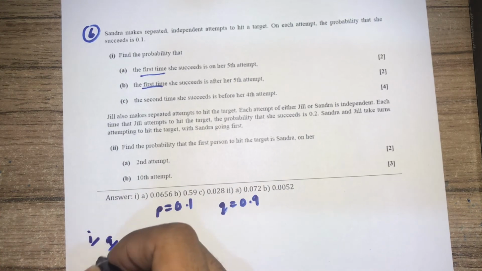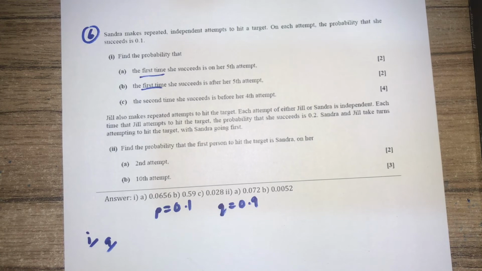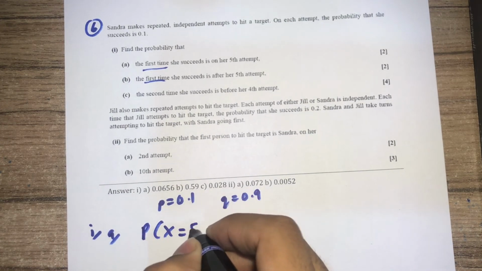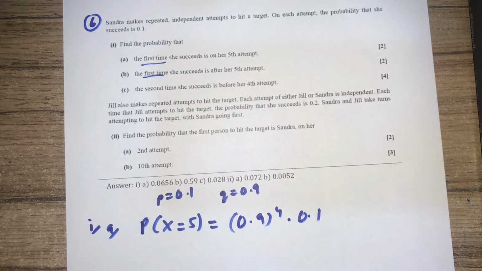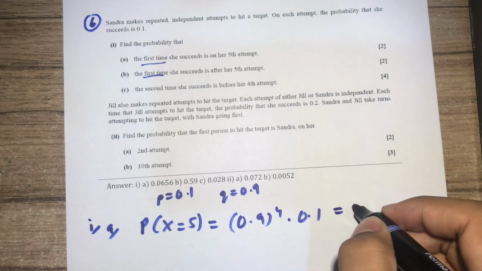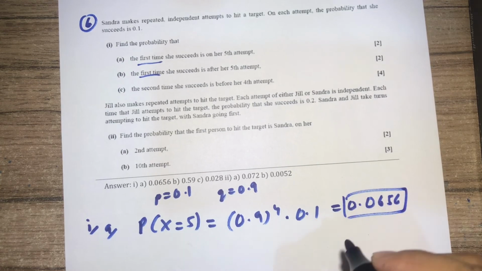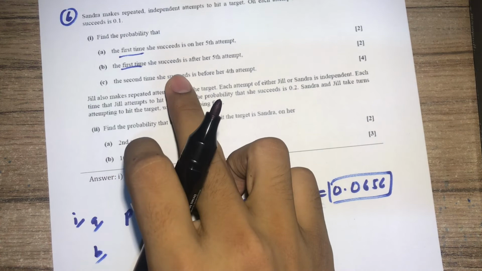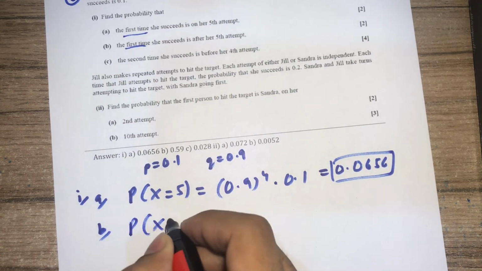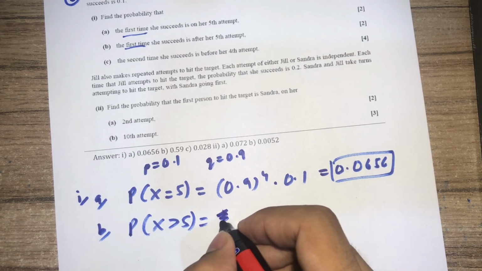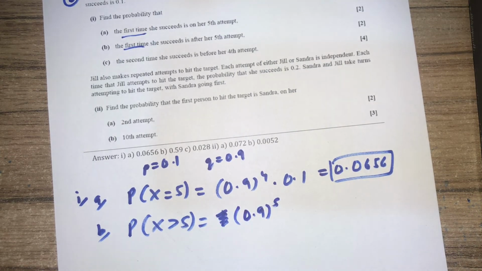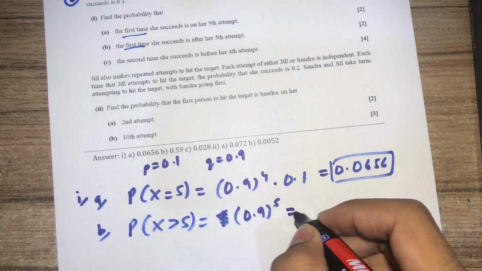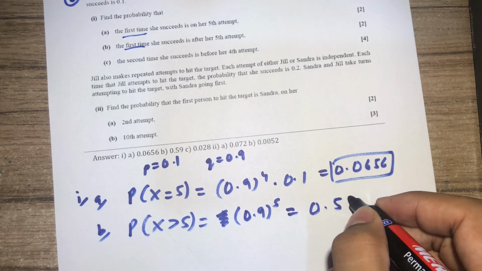So now part A. Find the probability that the first time she succeeds is on her fifth attempt. P(X = 5), the formula will be 0.9 power 4 times 0.1. That is equal to 0.0656. Then part B, the first time she succeeds is after her fifth attempt, right? So probability of X greater than 5, the formula for that is q power n, so 0.9 power 5. This is equal to 0.590559.